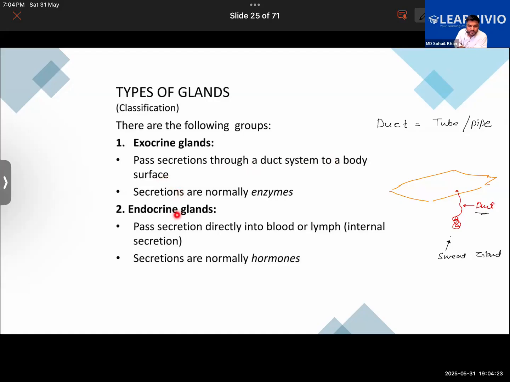But as for the endocrine glands, their secretion passes directly into blood. You just have to memorize that much. It's not complicated, otherwise we'll find it difficult to memorize. So their secretion passes directly into the blood. And what do they normally secrete? They secrete hormones. All right.